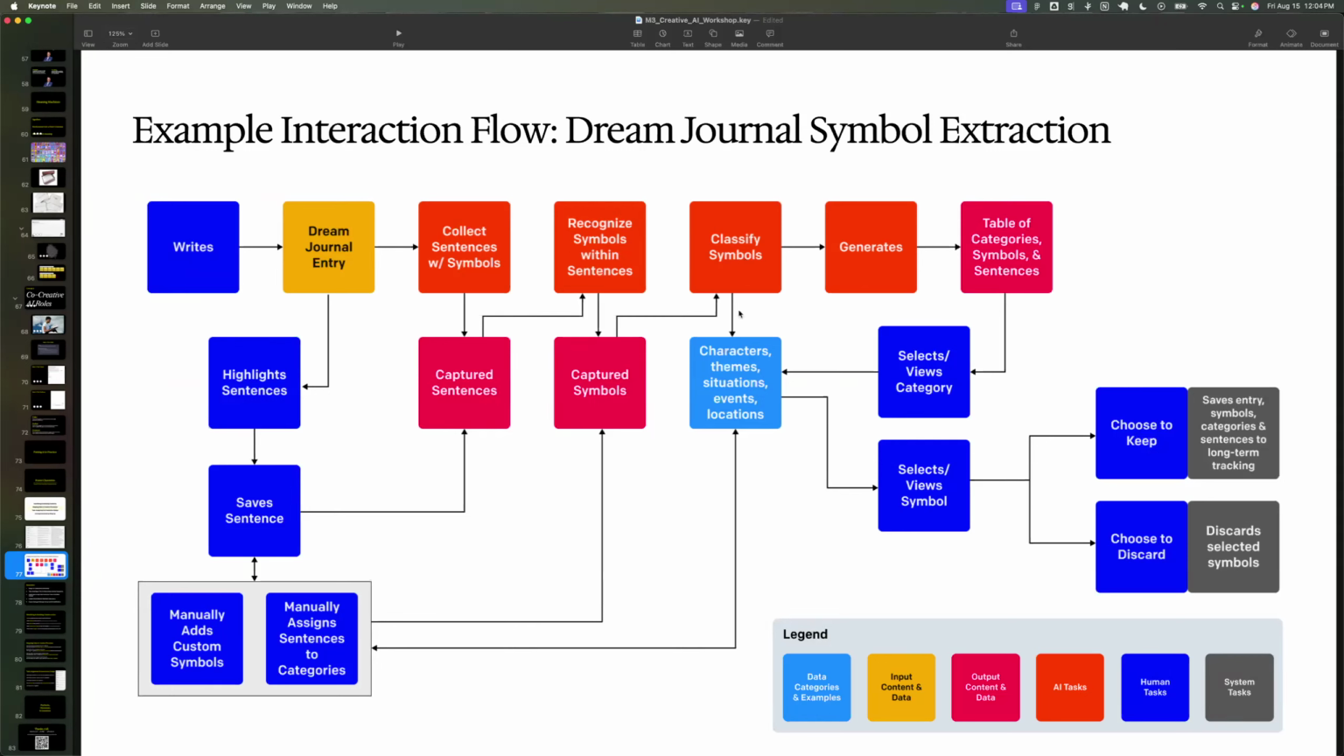They capture the symbols, they classify them, and they generate a table of category symbols and sentences, which then the user can decide to either keep or delete. And that's where it creates the database for the larger system to bring light the patterns of their dreams over time.